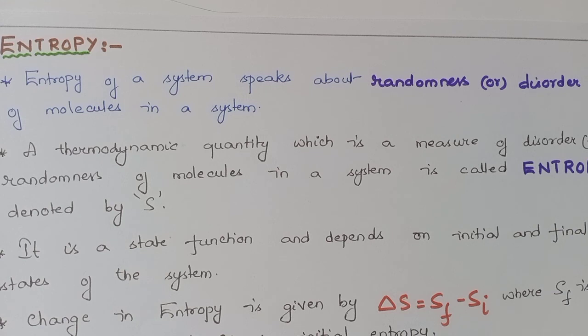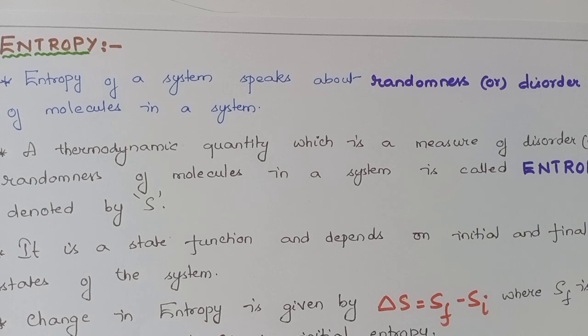So, if you are asked to define entropy, you can give the answer like this. That's the second sentence I have mentioned here. A thermodynamic quantity which is a measure of disorder or randomness of molecules in a system is called entropy, which is denoted by the capital letter S. By this time you must have understood entropy equals disorder, right?